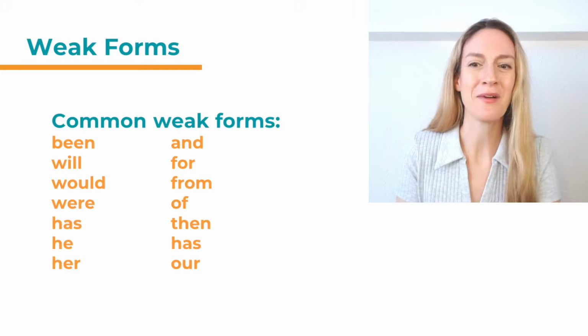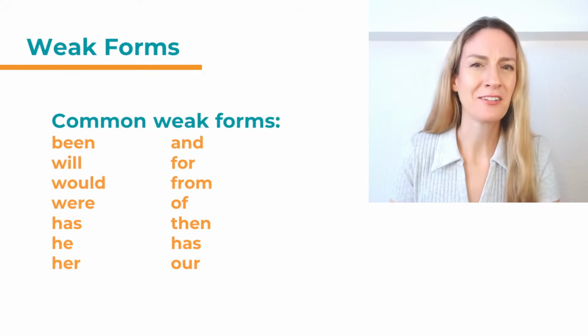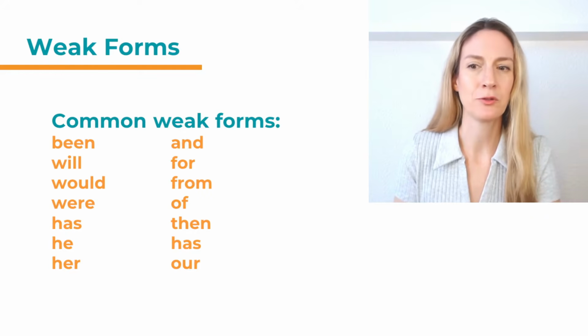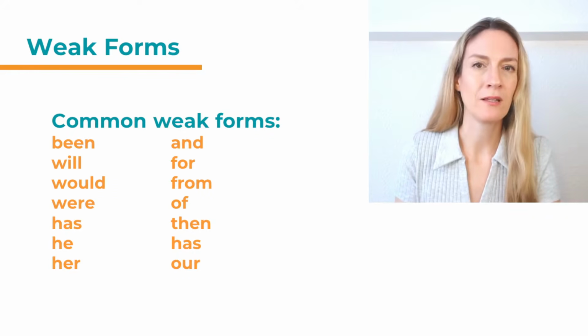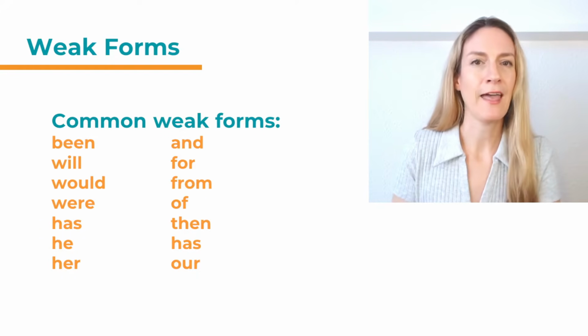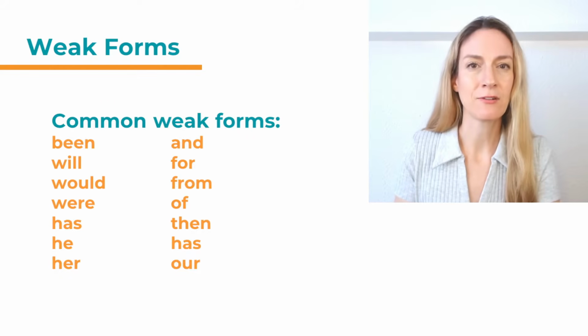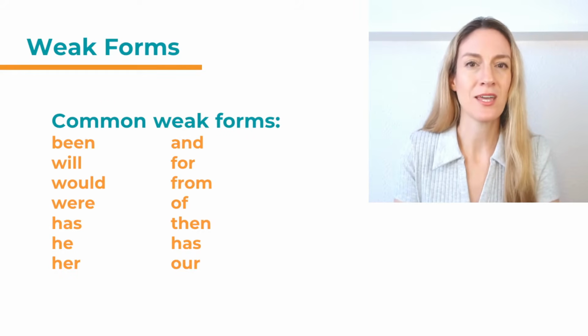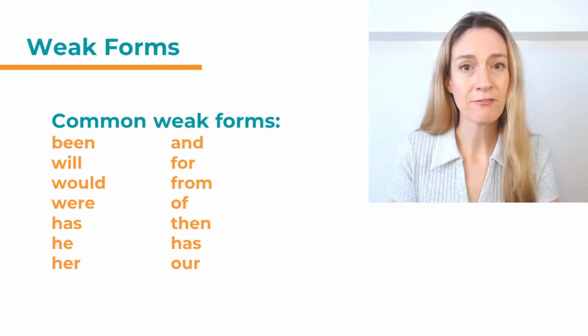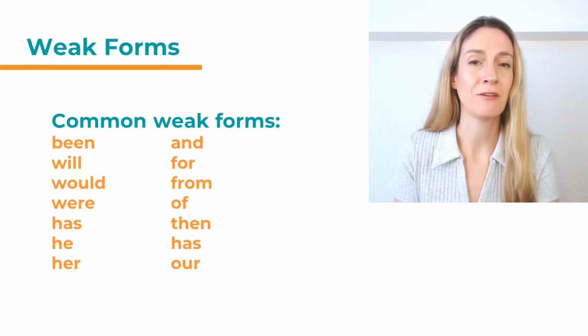Now here are some other words that are very, very often unstressed and therefore occur in their weak forms. For example, been, will, would, were, has, he, her, and, for, from, of, then, our. All of those have something in common: while they help us to form grammatically correct sentences, they do not contain the most important information. And so that is why they're not stressed in English and why they're often said very fast and occur in their weak form.